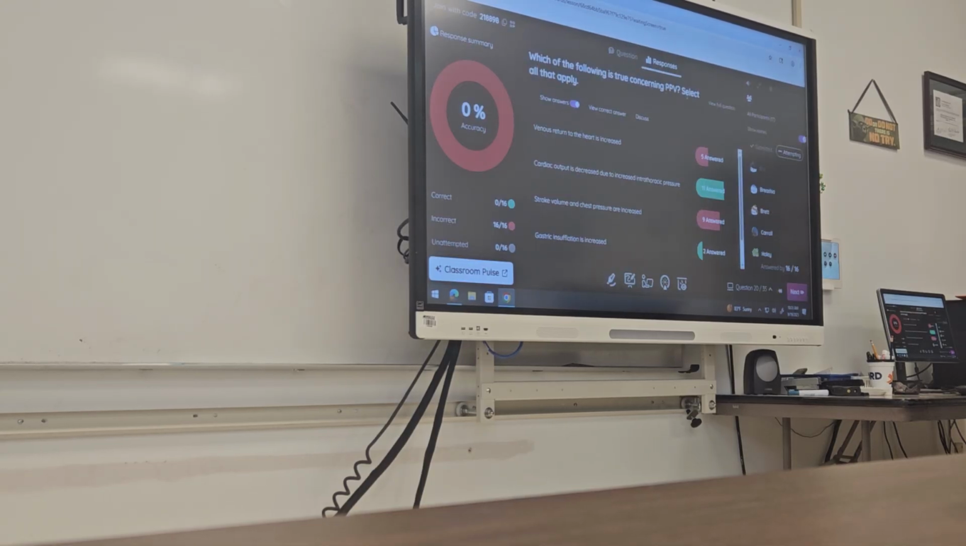Alright, what's PPV? Positive pressure ventilation, okay? In positive pressure ventilation, it is true that cardiac output is decreased due to increased intrathoracic pressure. It is also true that gastric insufflation is increased. And it is also true that hyperventilation and overexpansion of the lungs are possible. So these three things do happen as a result of positive pressure ventilation. Venous return to the heart is actually decreased in positive pressure ventilation.